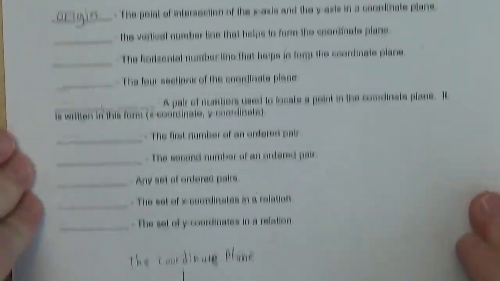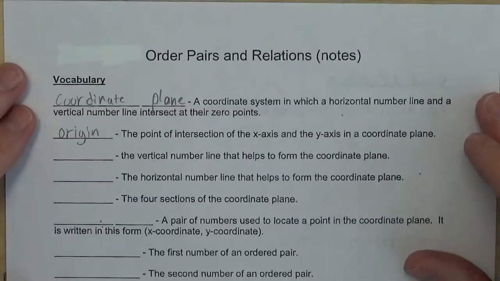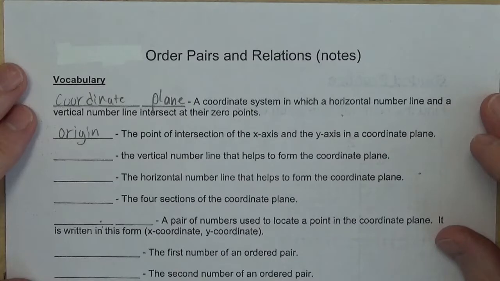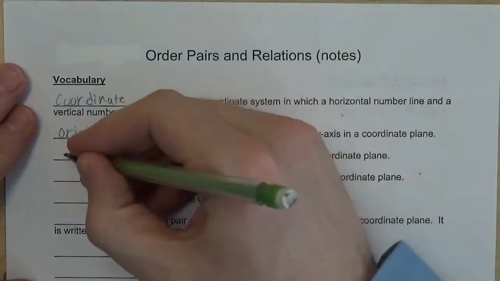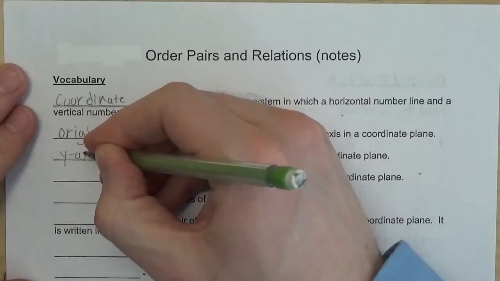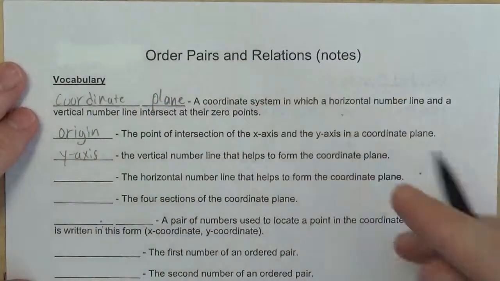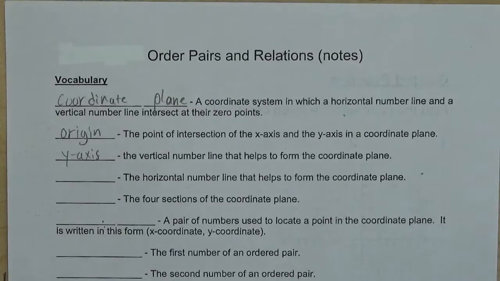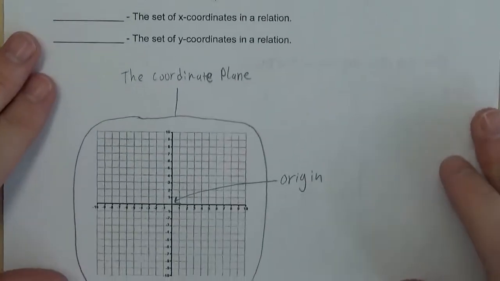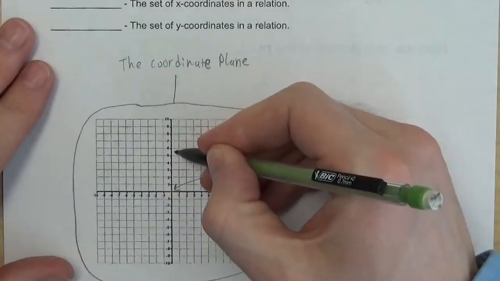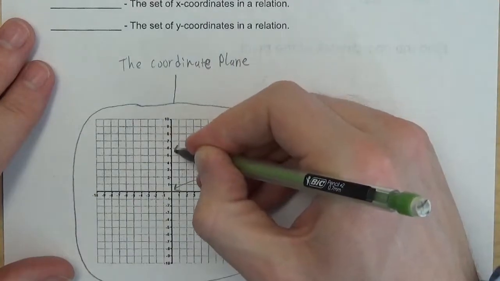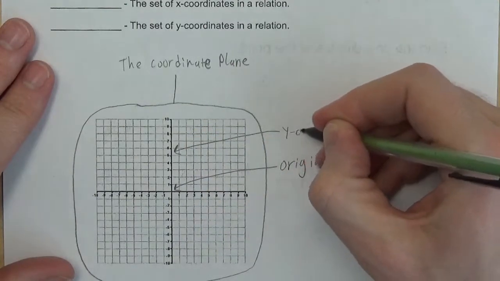All right, let's do the next one here. The vertical number line that helps to form the coordinate plane. So the vertical one is the one that goes up and down. That's called the y-axis. Y-axis. All right, let's drop down here and let's label the y-axis. It's this one here that's going up and down. So draw another arrow to that and label that y-axis.